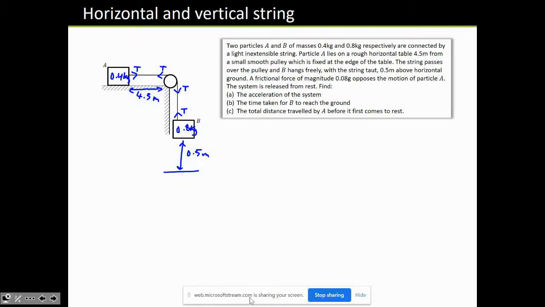A frictional force of magnitude 0.08 g opposes the motion of the particle. So we have a frictional force here of 0.08 g. So let's also include our weight force and our normal reaction force. So our weight is going to be 0.4 g, because it's 0.4 kilograms, and our reaction force will be equal to that, because if it was not, then the mass would be sinking into the table.